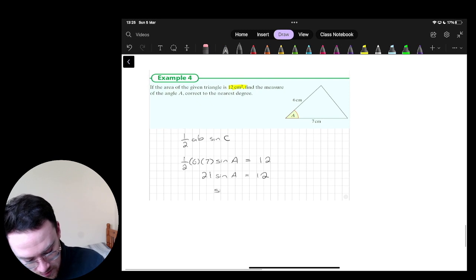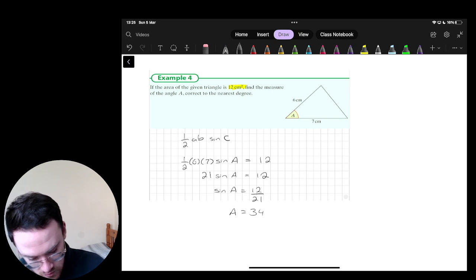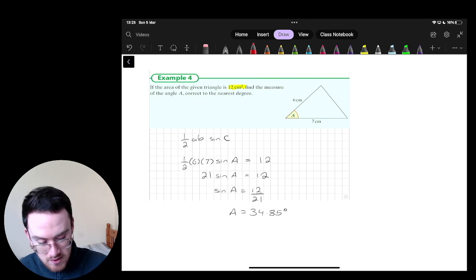Then sine A is equal to 12 over 21. And to get my angle A, I can take the inverse. I get 34.85 degrees. Okay, and looking at the triangle that we have, that makes sense for the triangle that we've been given. Okay, it wouldn't make sense for us to work out the other case. We can have a look at it.